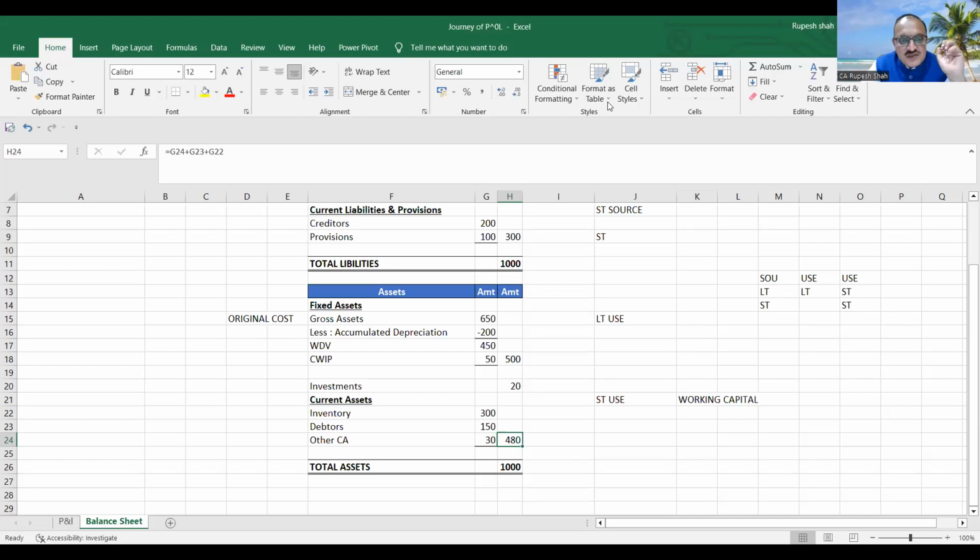So let me see some comments here. When does the CWIP shift to the gross block? When my factory is completed and I put it to use, that year I have to take it to the gross block. That is called the capitalization of CWIP. Okay, let's go to the presentation of it.